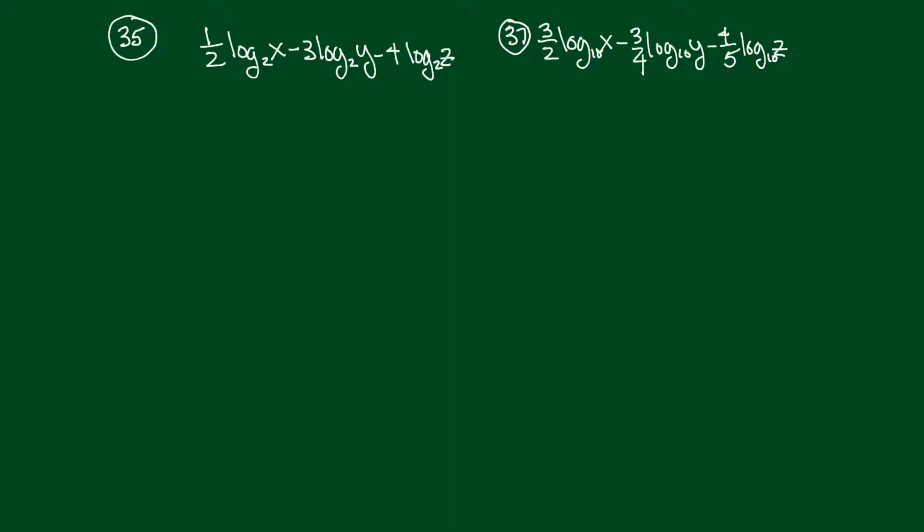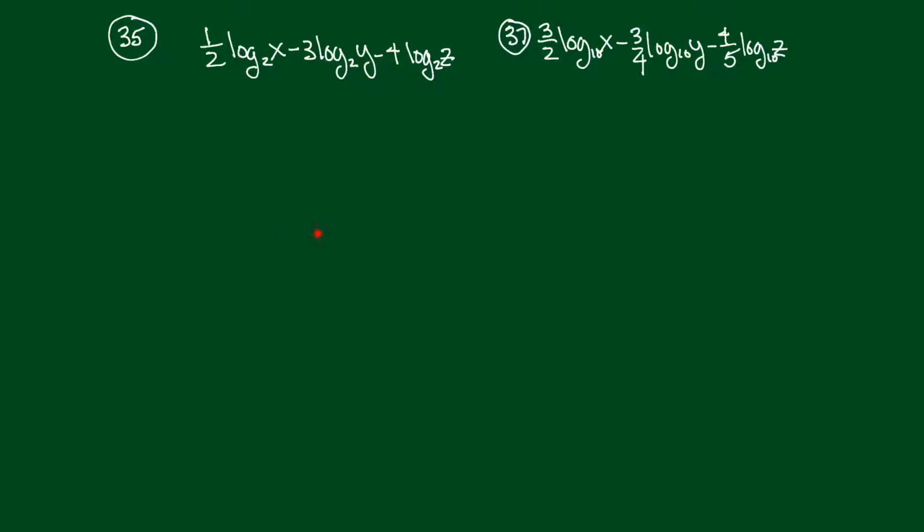We have two problems here that are similar. We have three logarithms. I got a positive, negative, negative. And over here, in 37, I got three logs, a positive, a negative, and a negative. Now what I want to do is write them as one single log, right? Write each one as a single logarithm, the logarithm of something.